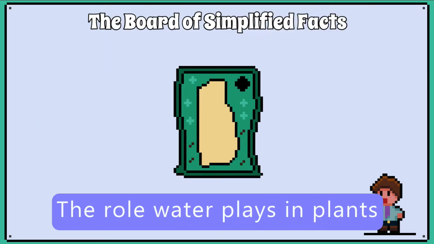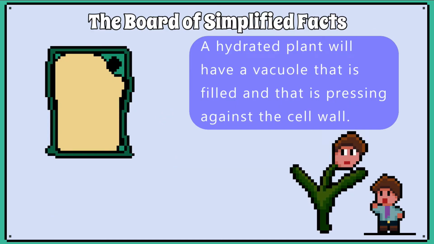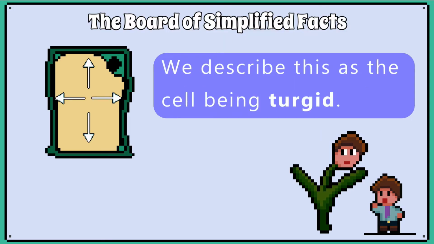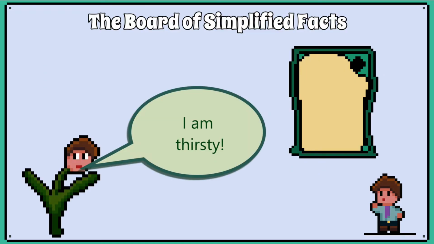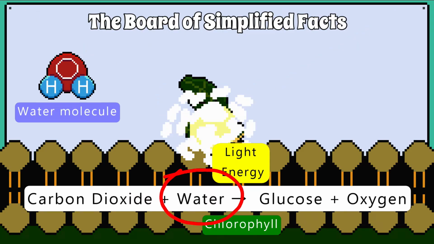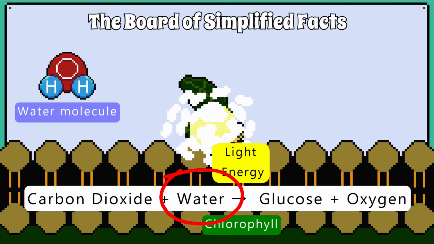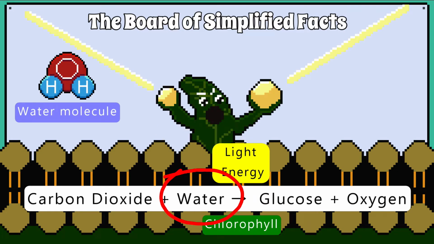of transpiration. In the cells topic, we covered the role water plays in supporting the plant cell structure. A hydrated plant will have a vacuole that is filled and that is pressing against the cell wall. We describe this as the cell being turgid. If the plant is not watered, then eventually the vacuole will start to shrivel up. This means the cell becomes flaccid as the outward pushing force is lost and the plant wilts. We also now know that water plays an important role in photosynthesis, as it is one of the reactants in the reaction. Without water, photosynthesis cannot happen.